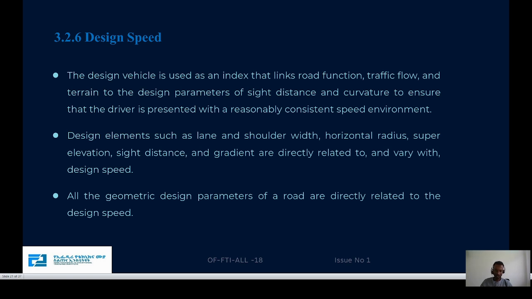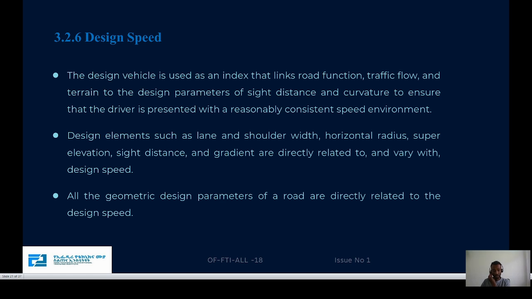The design elements are such as lane and shoulder width, and horizontal alignment. For example, in horizontal alignment, if the design speed is higher, the horizontal radius will be greater. The speed and the minimum radius are directly proportional. Super elevation, sight distances, and gradients are directly related to the design speed.